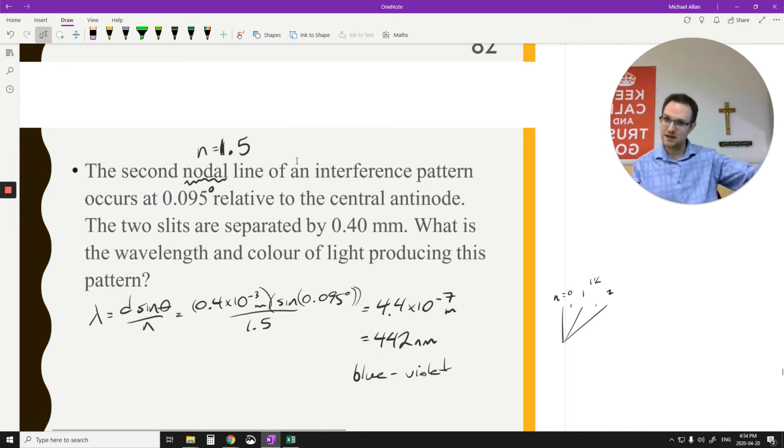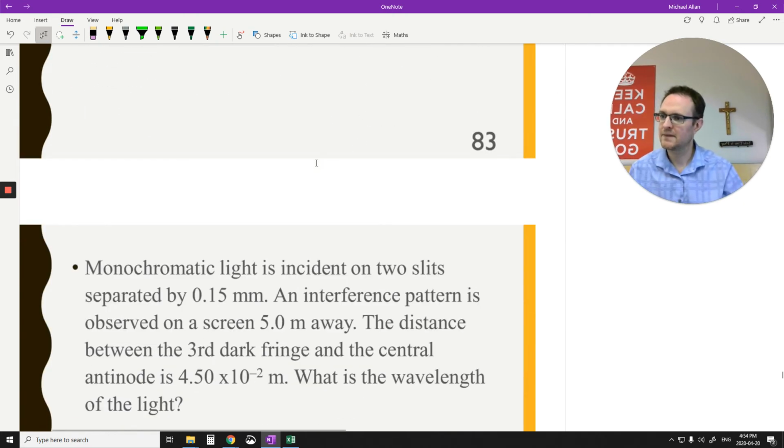Now green would be on the other side, right? So it's going in this direction. It would be getting longer. So Roy G. Biv. So it's getting shorter than the blue light that we set up there. So it's going to be like in the blue-violet range.